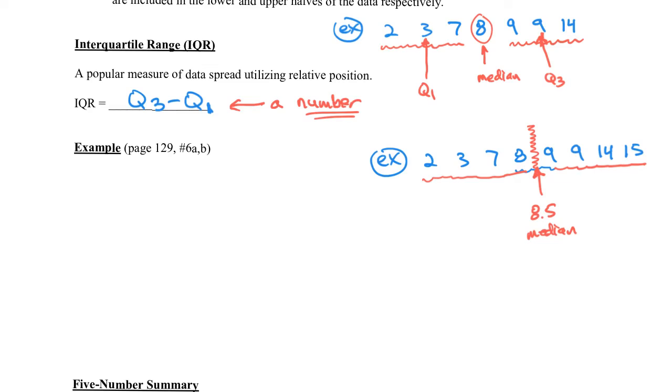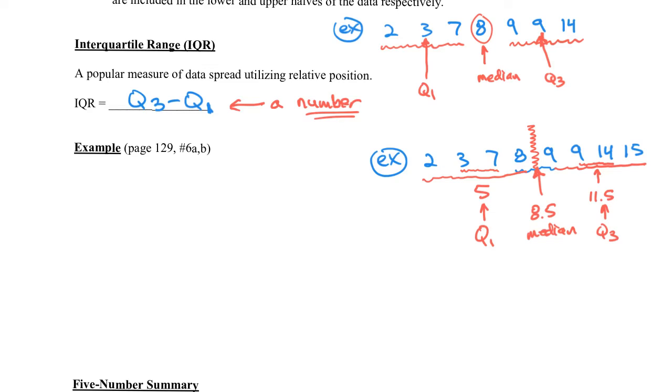Then Q1, well, this one's getting a little messy because now we have evens on both sides. So Q1 is going to be the average of these two. So 3 plus 7 is 10, divided by 2 is 5. So 5 is going to be Q1. And then over here, 9 plus 14 is 23. So 23 halves, or 11.5, will be Q3. Just remember, many of you do not like fractions, so we don't want to do 23 halves.